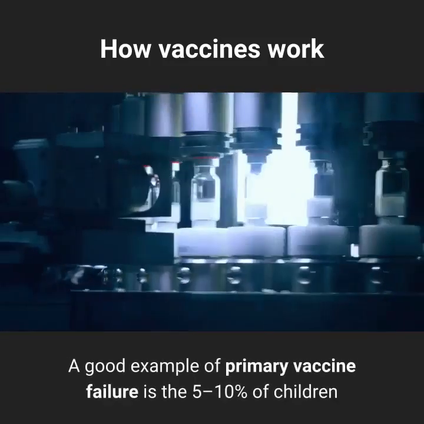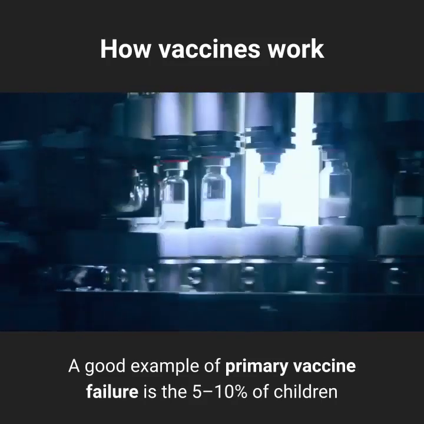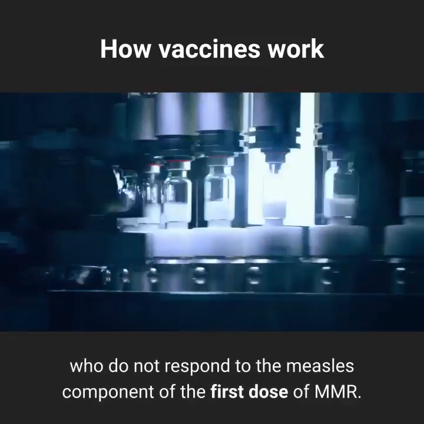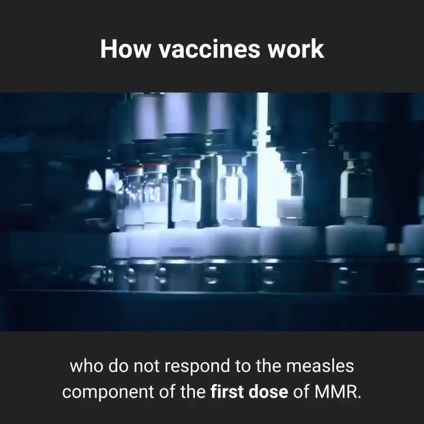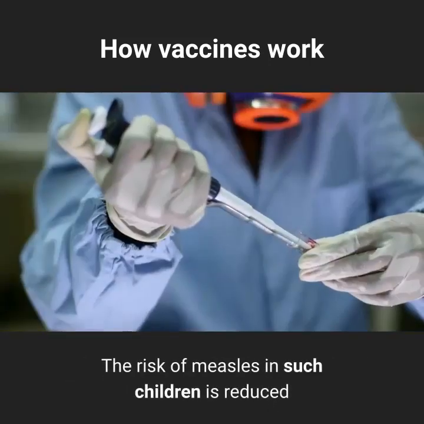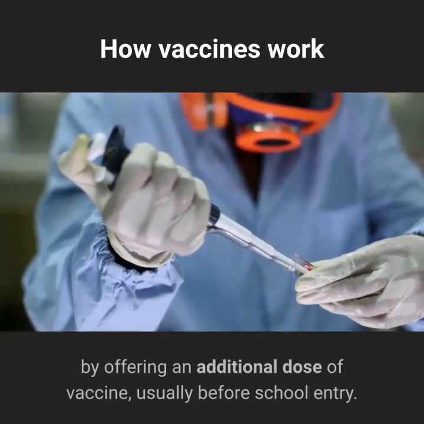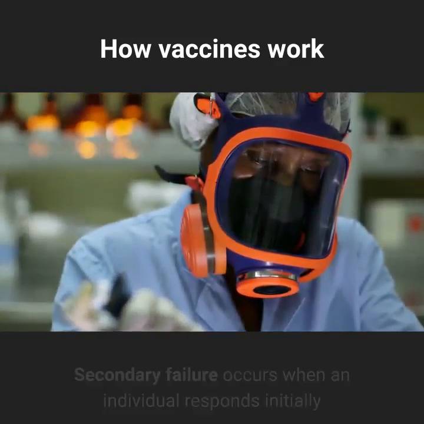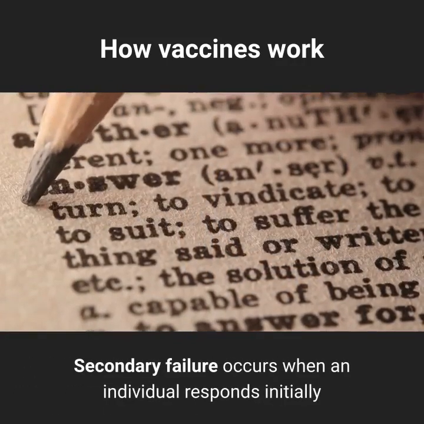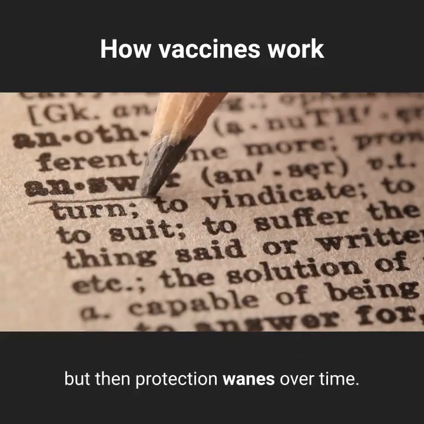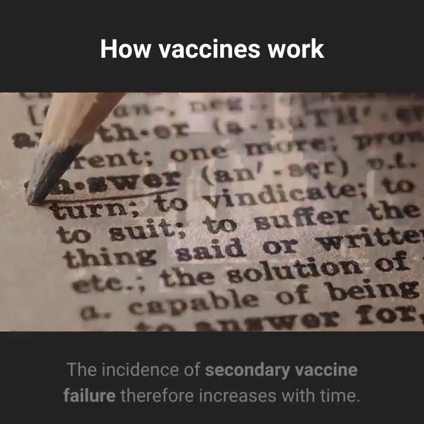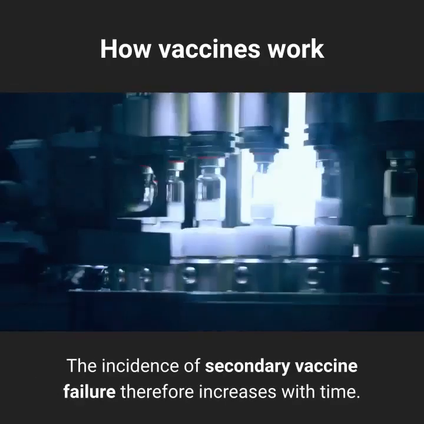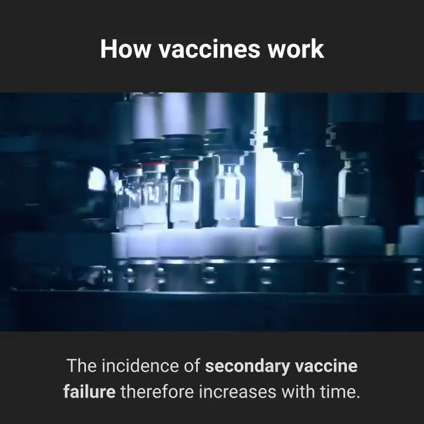A good example of primary vaccine failure is the 5 to 10% of children who do not respond to the measles component of the first dose of MMR. The risk of measles in such children is reduced by offering an additional dose of vaccine, usually before school entry. Secondary failure occurs when an individual responds initially but then protection wanes over time. The incidence of secondary vaccine failure therefore increases with time.